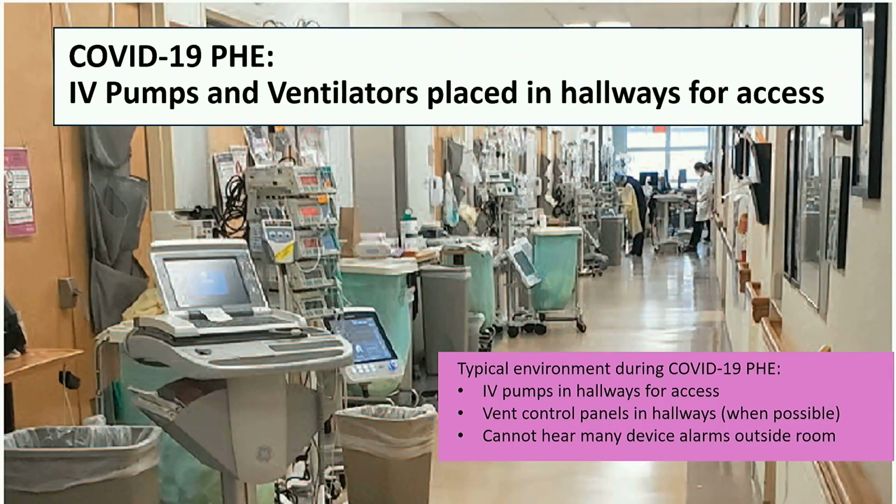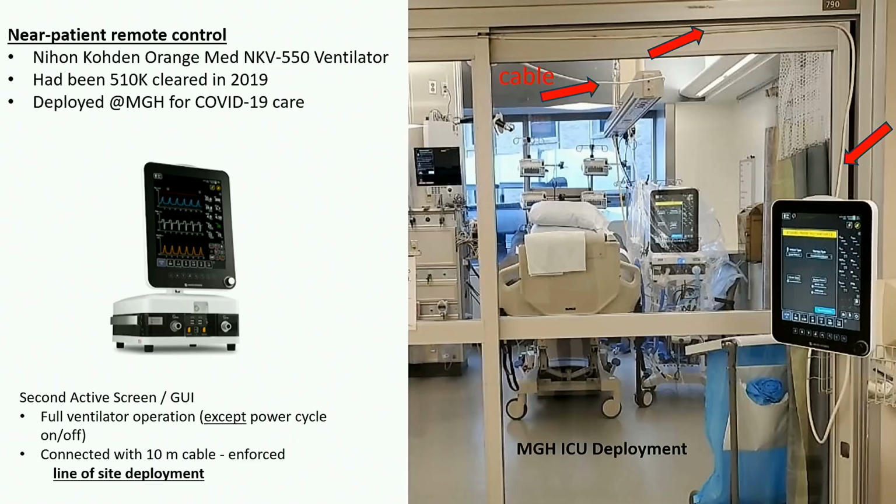Well, along comes the public health emergency, COVID-19, and we all know what happened with all the equipment in the hallway. Interestingly, just prior to the pandemic, Nihon Kohden Orange Med produced a critical care ventilator, the NKV550, which was cleared by the FDA to be remotely controlled by a 10-meter cable. Here you see the cable running over the OR at MGH as we set this up.